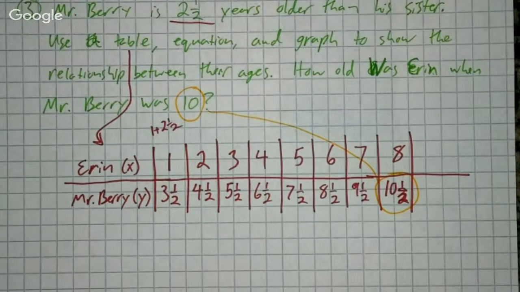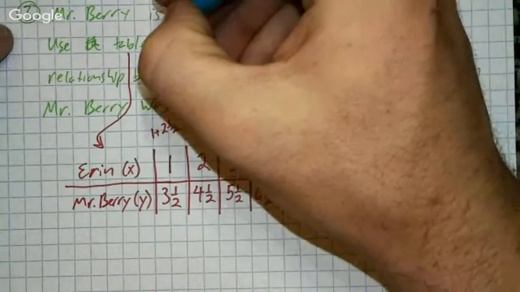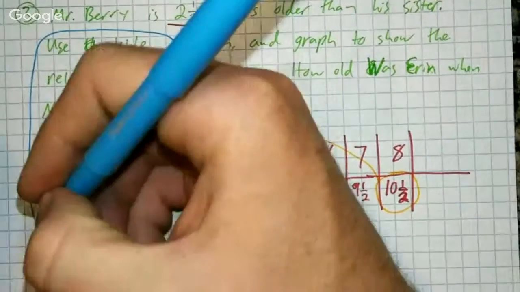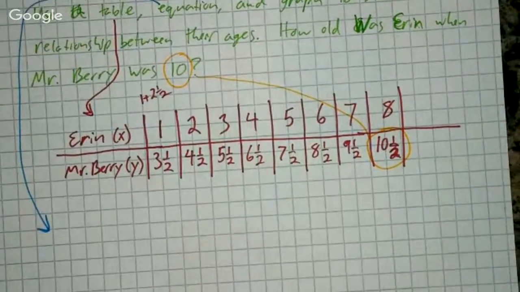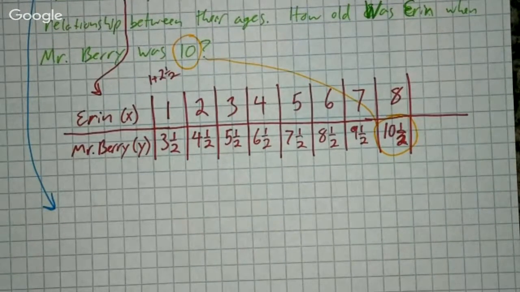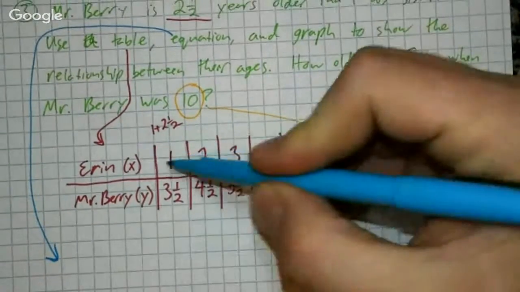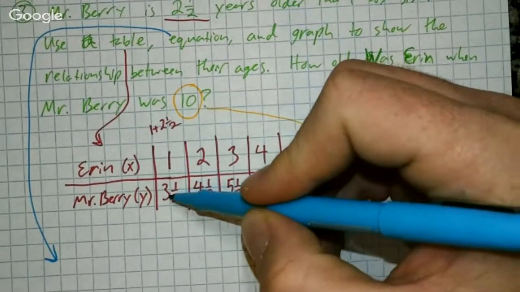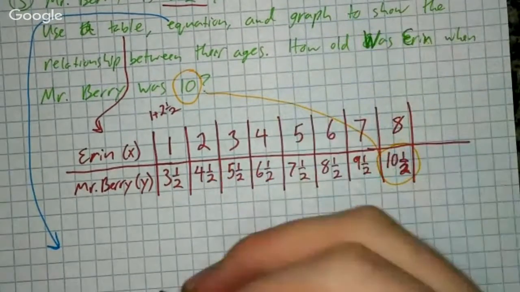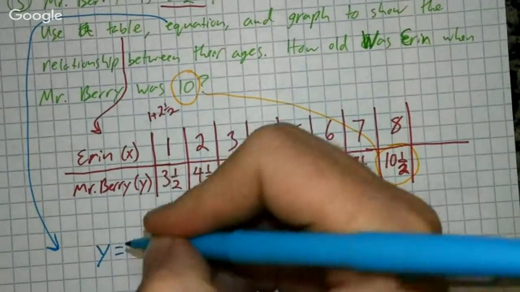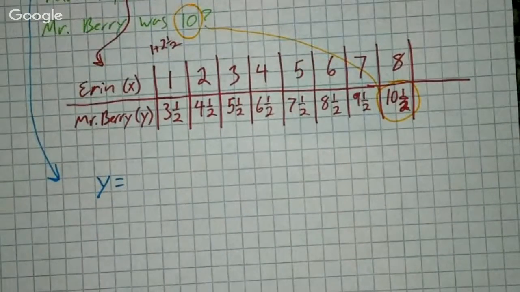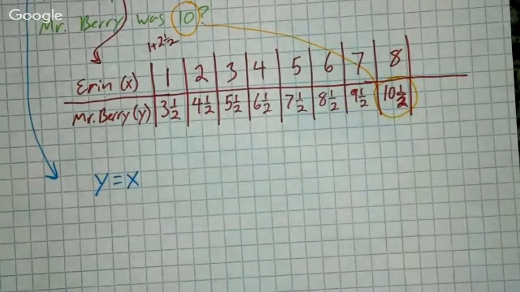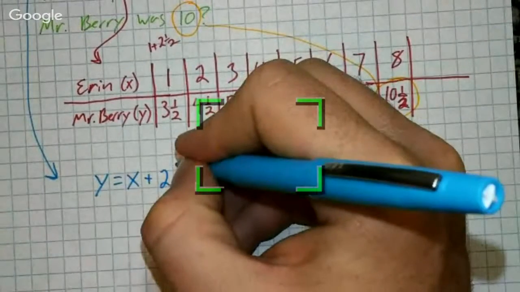Let's go ahead and do the equation, which was second. Let's use some light blue for my equation. So let's see if we can get the answer from the equation. We're going to do the same thing. If we're looking up here, how did we change from here to here? Well, whenever we had the x value, we added 2.5 to it. So y is going to equal x, whatever x was, plus an extra 2.5.